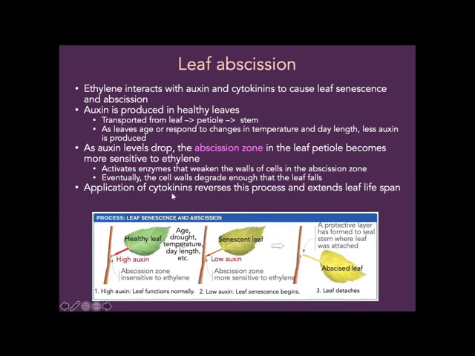If you were to interrupt this process by applying cytokinins, you can actually reverse the process and extend the leaf lifespan. Well, obviously not over here, it's too late. But if over here you expose this plant to cytokinins, then it would become less sensitive to ethylene and it will not fall off. So cytokinins and ethylene can have opposite effects on leaf senescence.